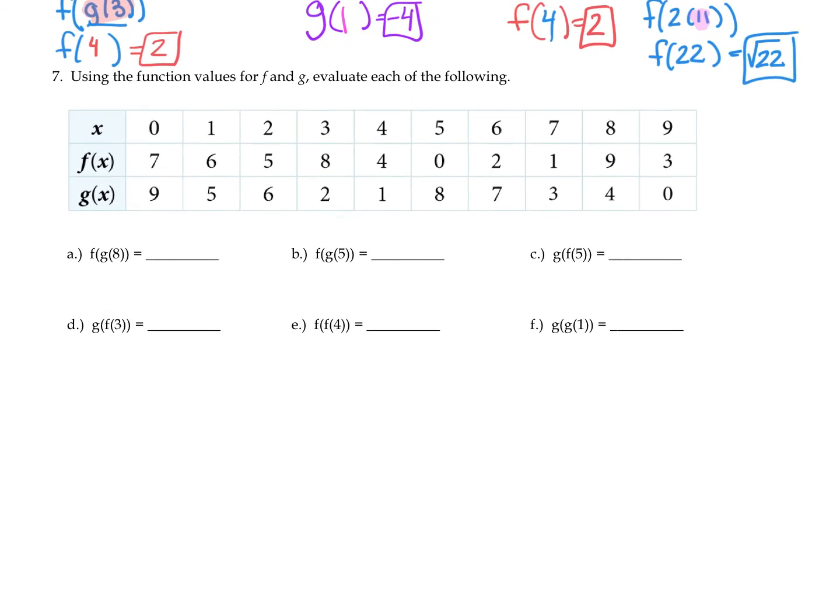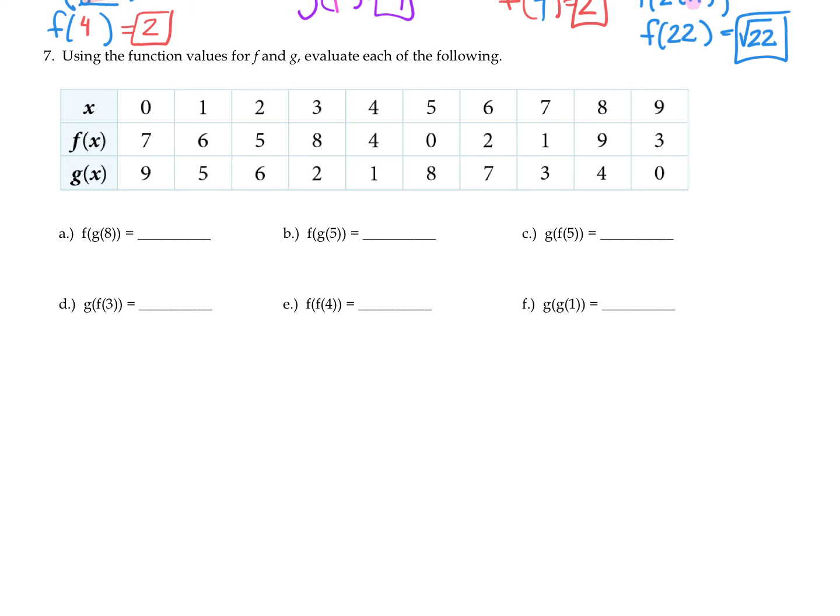We can also do composition when it comes to tables. Same idea. First, I'm going to find g of 8. So I'm going to go to where x is 8 and find the g, so that would be 4. Now I want to find f of 4, so I'm going to go to where x is 4, go to the f function, and actually my answer is just 4.